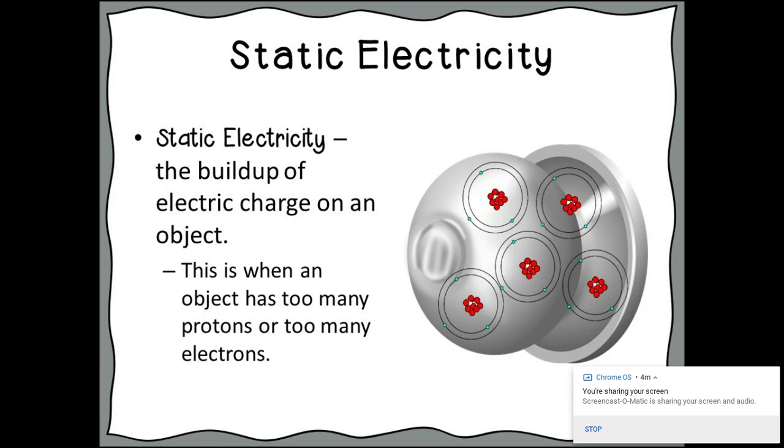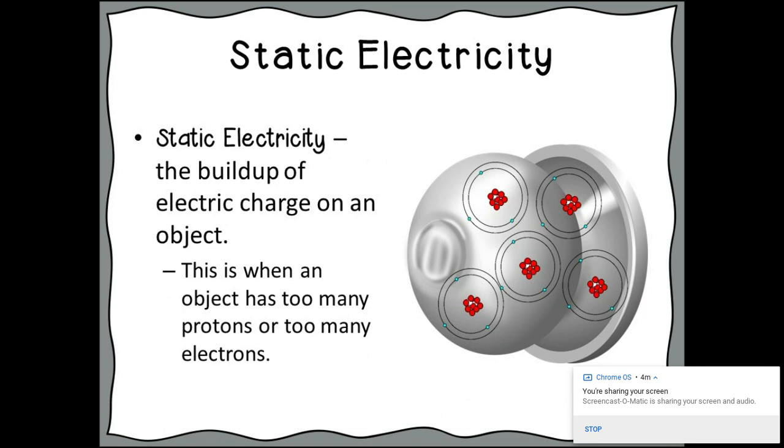So static electricity is the buildup of electric charges on one object. This happens when you have friction, you rub things together. If I have a hat on and I'm taking the hat off, it's rubbing my hair. If I have a balloon and I put it on my head and I rub it, I'm creating friction. My socks on the rug.